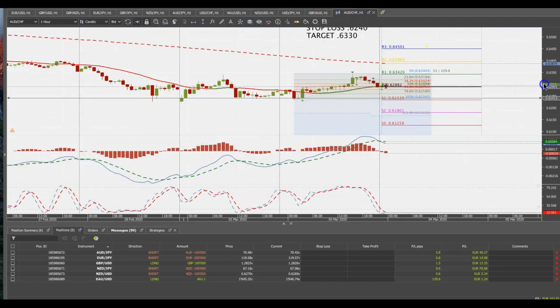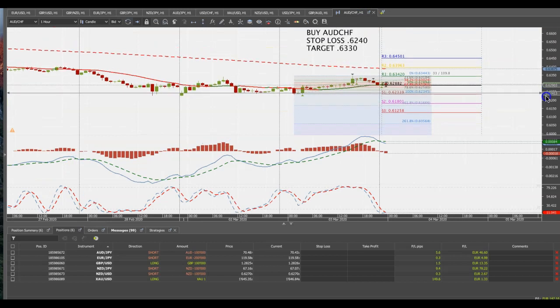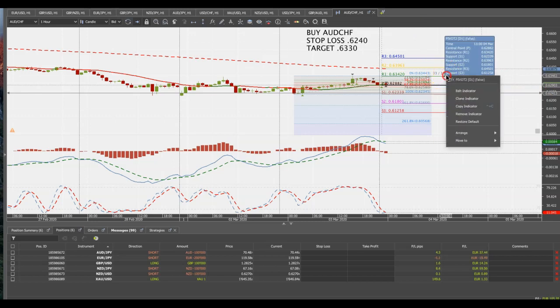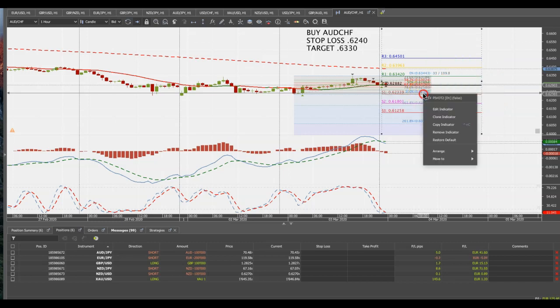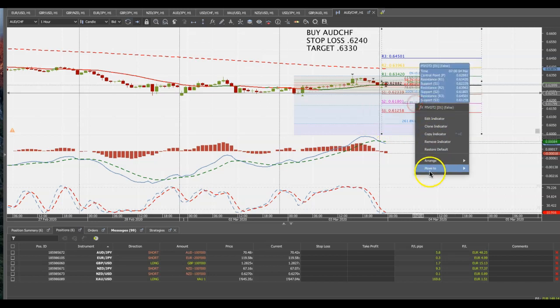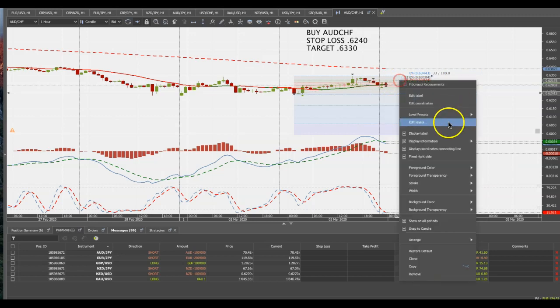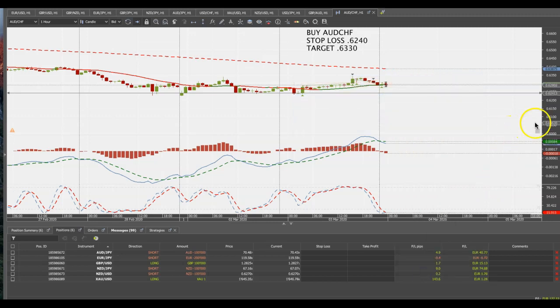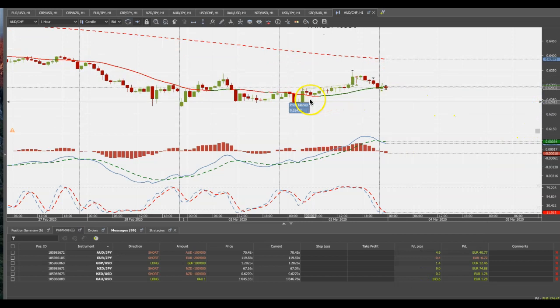We had a buy on Aussie Swiss based on the same principle. Actually, it was a news event. Let me just remove this indicator first. Well, let me just take everything off here and then I'll just load it again. I have to take out the... So here was the trade for today.